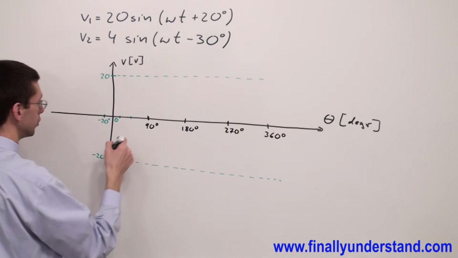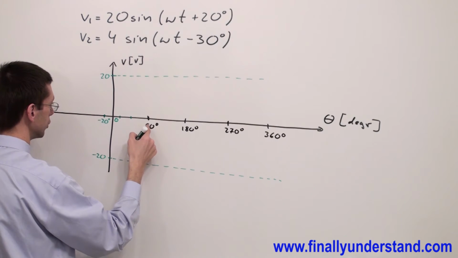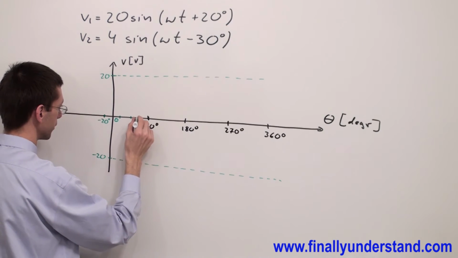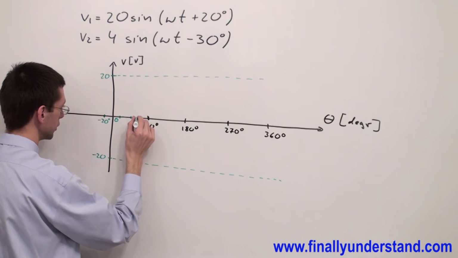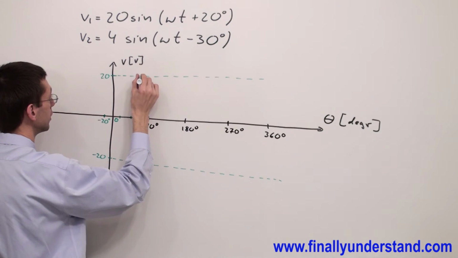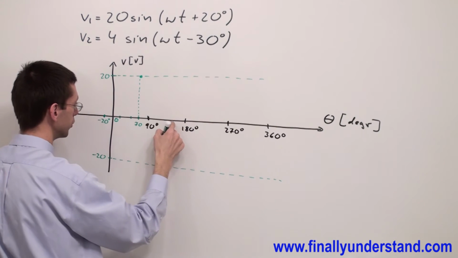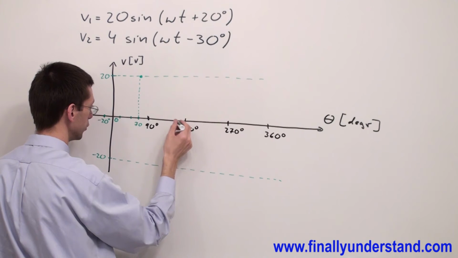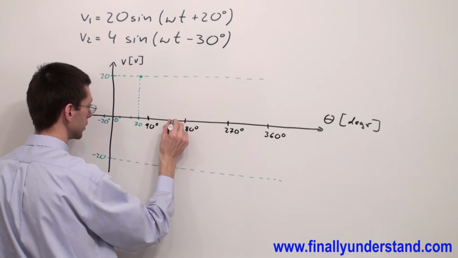Next, I have to move 90 degrees 20 degrees to the left. I mean, I have to move this point to 70. So I'm going to have 70 degrees. And this is going to be positive peak of my voltage. Next, 180 has to be moved also. I mean, this point has to be moved to the left by 20 degrees. So this is going to be 160.